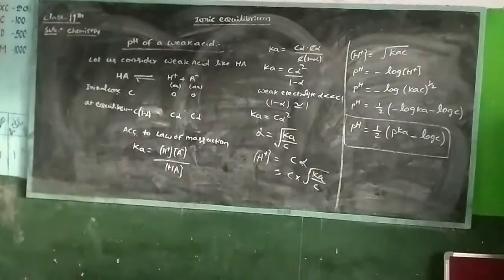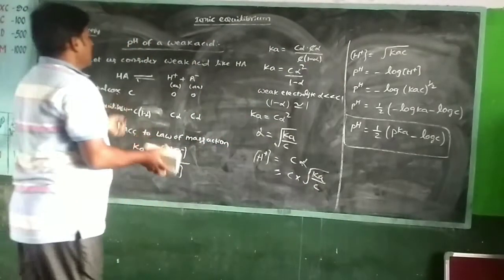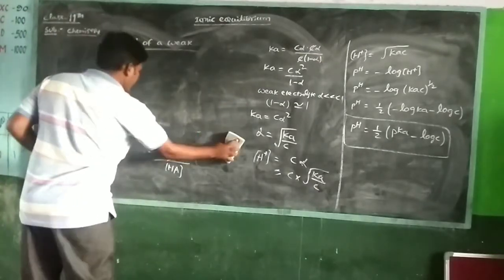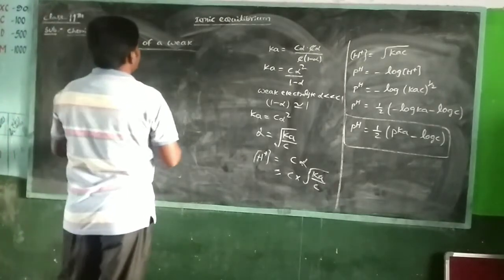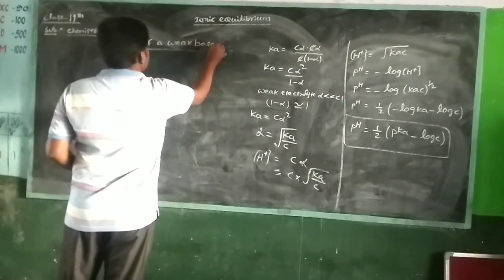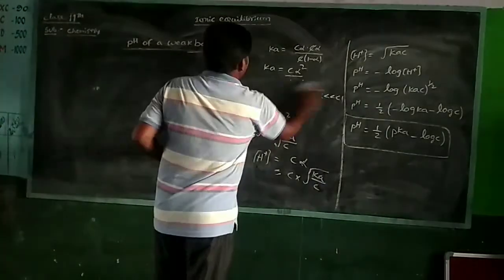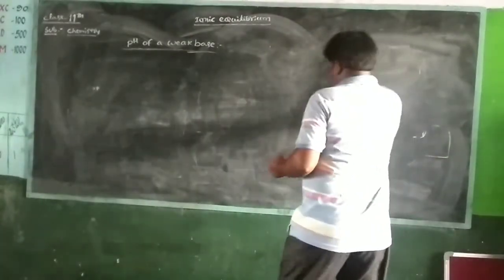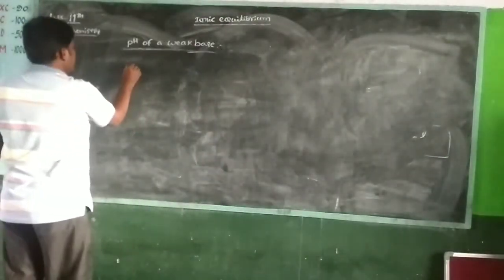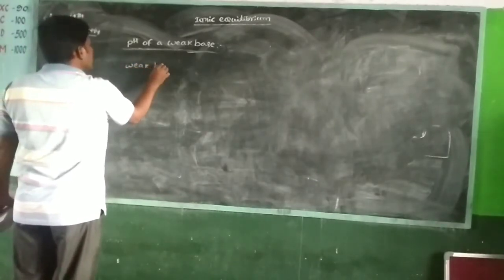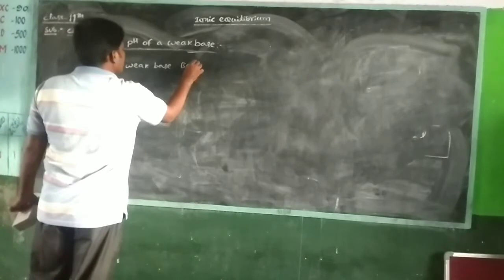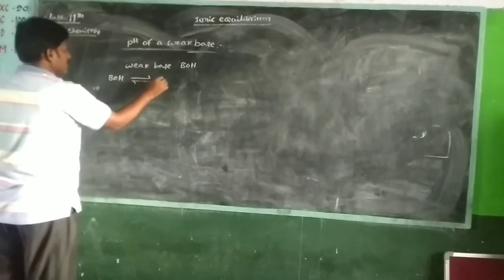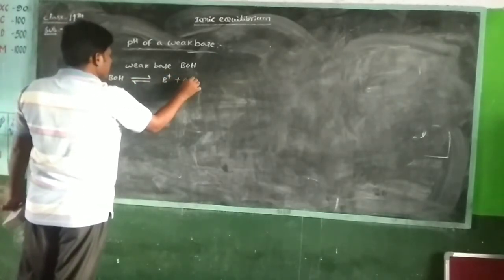This is the pH of a weak acid, and next is the pH of a weak base. Let us consider a weak base like BOH. BOH is in a reversible reaction to give B plus and OH minus in aqueous solution.